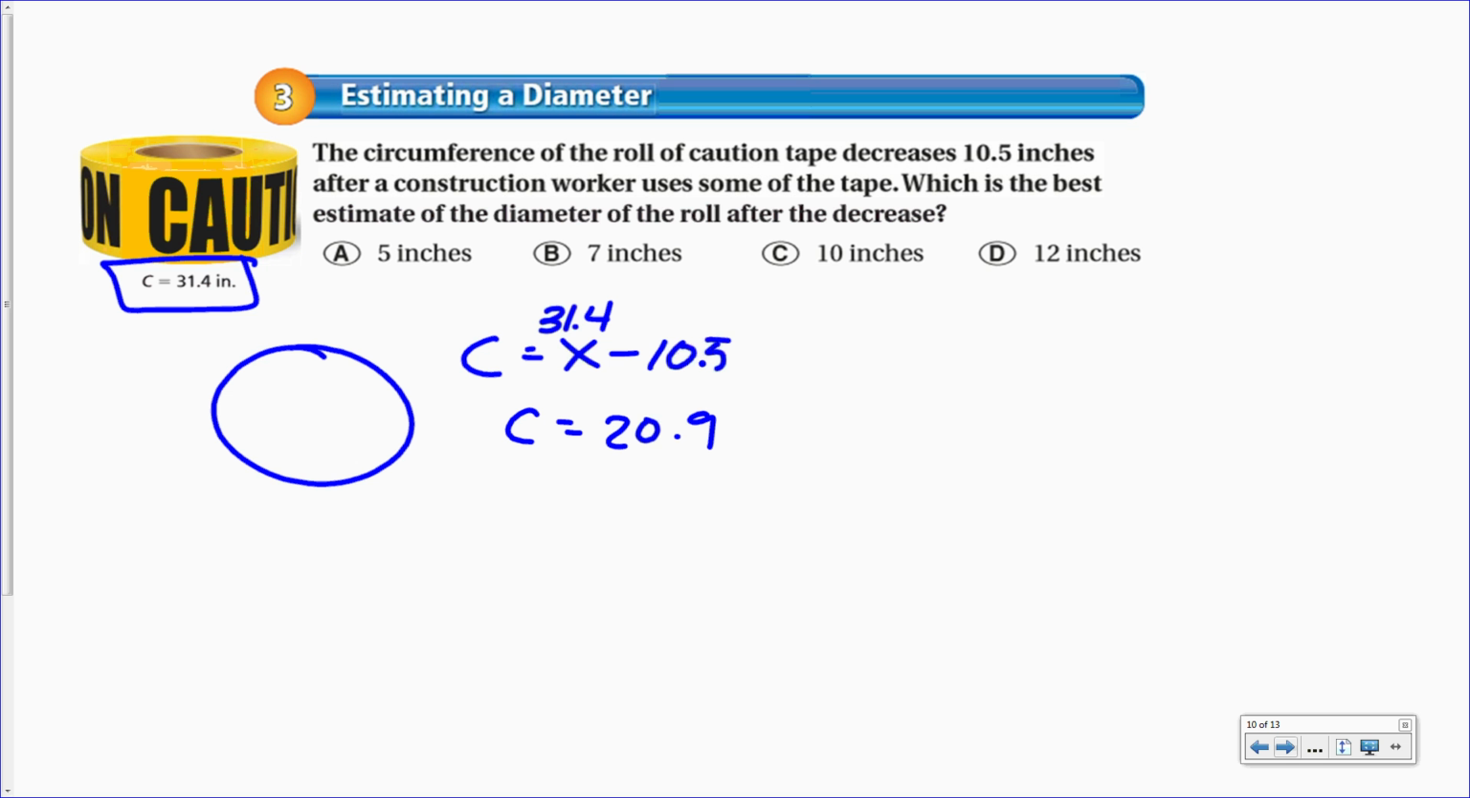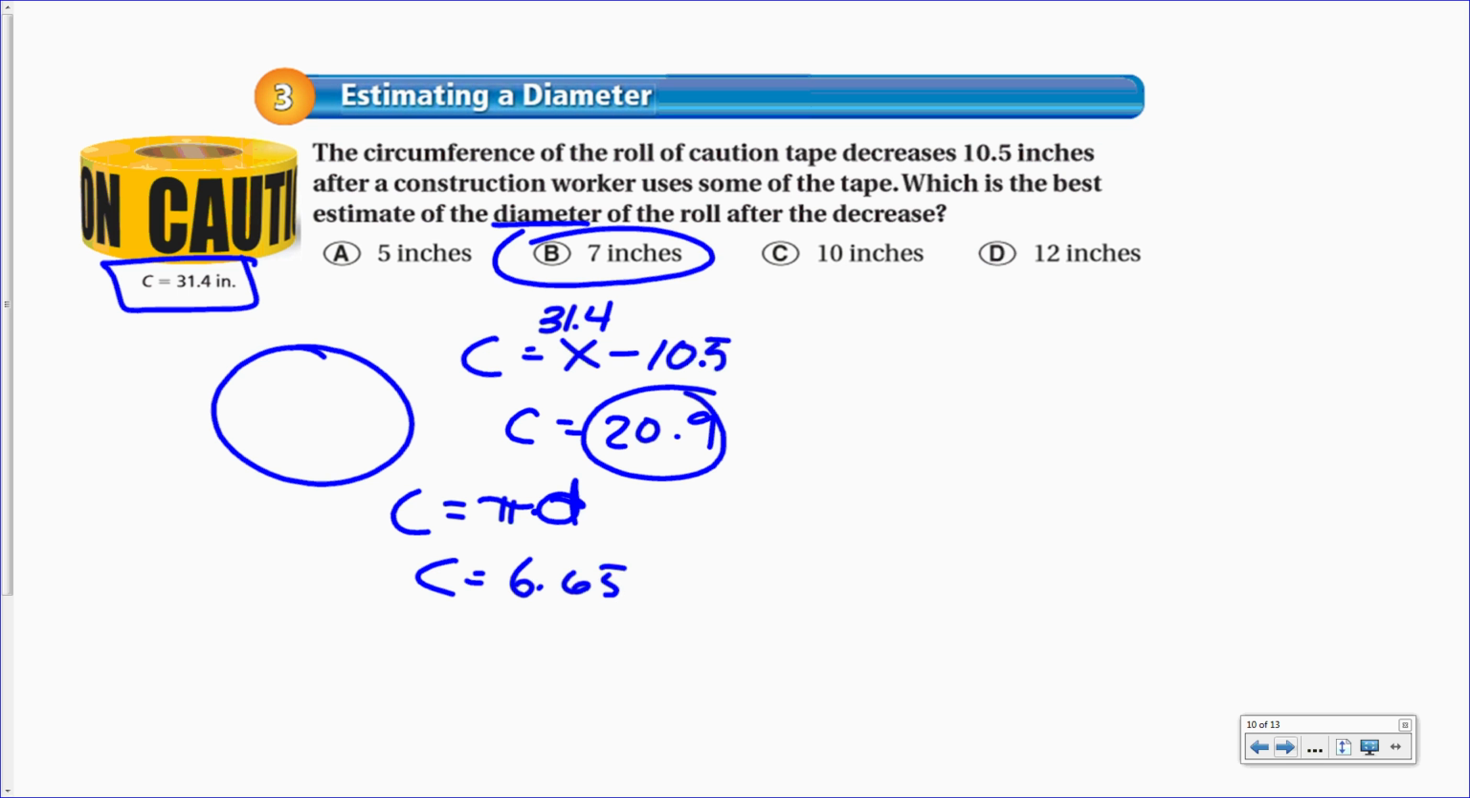20.9. Now we're trying to find diameter, and circumference equals diameter times pi. So this number was pi times diameter, and we're trying to find the diameter. We just have to divide out the pi. So if you divide by 3.14, you come up with 6.65, which rounds to 6.7. So our best estimate is going to be 7 inches.